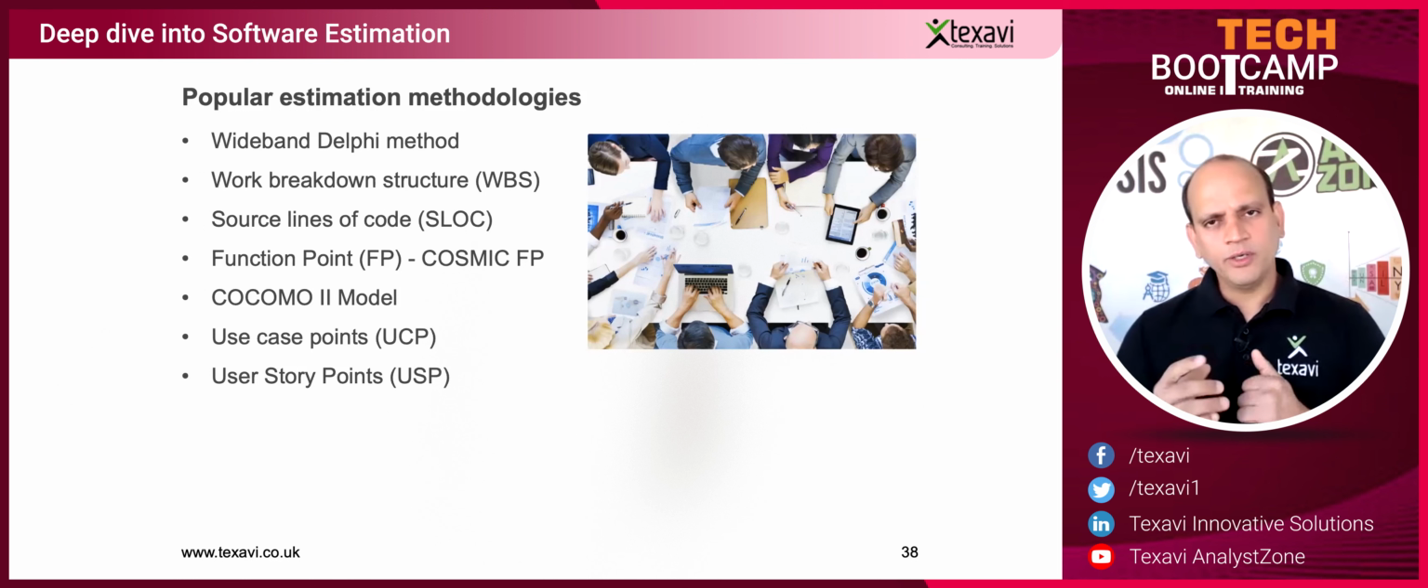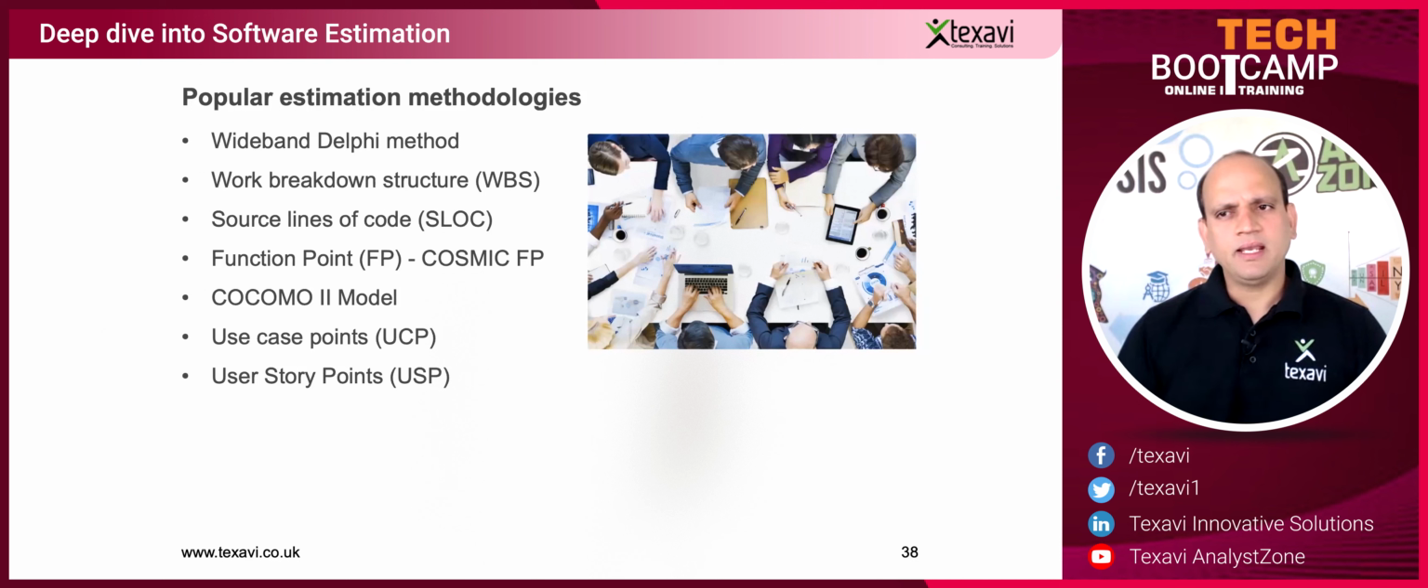And then we have use case points, again a very popular method about a couple of decades ago. People were using UML and use cases to arrive at the estimates. It's a very good approach, pretty much like the user story points that we use nowadays. We'll have a look at each of these in detail right now.